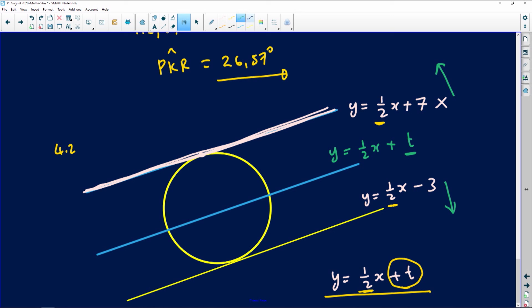So the only acceptable t values that you can work with is t can be anything between -3 and 7. It must be a number smaller than 7, but bigger than -3. Because once it gets to 7, it becomes a tangent. And when it gets to -3, it becomes a tangent as well. Anything beyond those points is going to put us in a position where we no longer have a line that touches our circle.